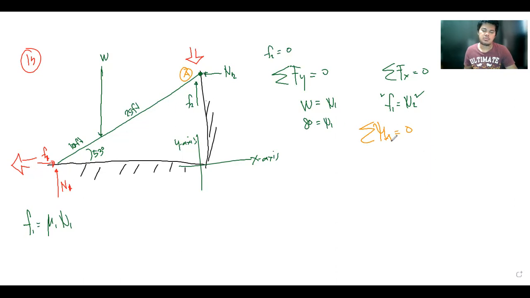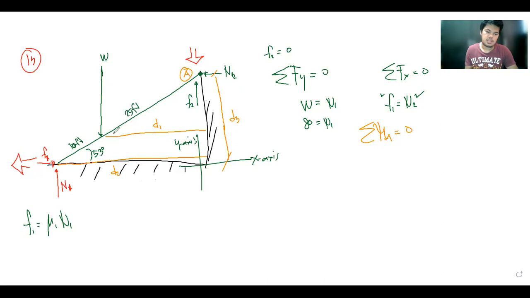Again, moment is equal to the force multiplied by the perpendicular distance. So this is point A. We need to find the perpendicular distances. This one is D1, this distance would be D2, and this distance D3. Before that, we'll try to find D1, D2, and D3 first.